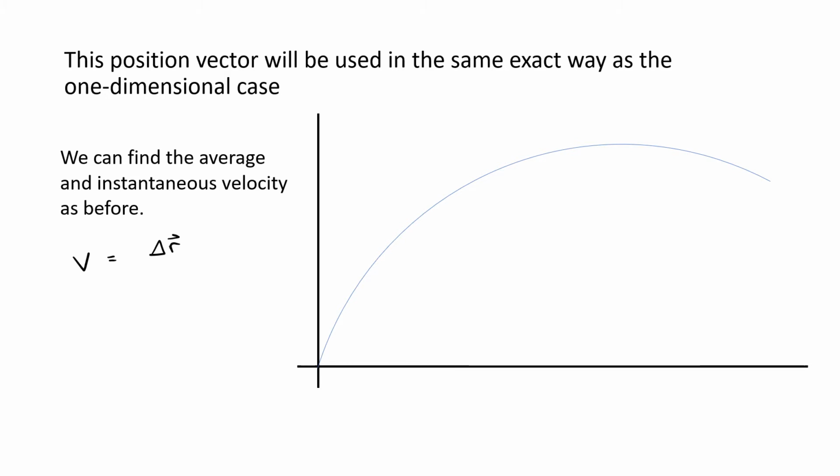Delta R over delta T. And this is the average velocity, I should say. And then instantaneous velocity. This is the formal way to write it. This is the limit of delta r over delta t as delta t approaches 0.